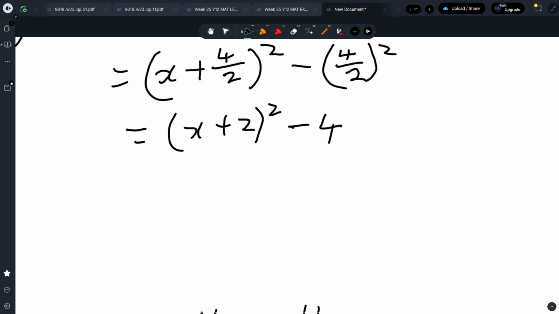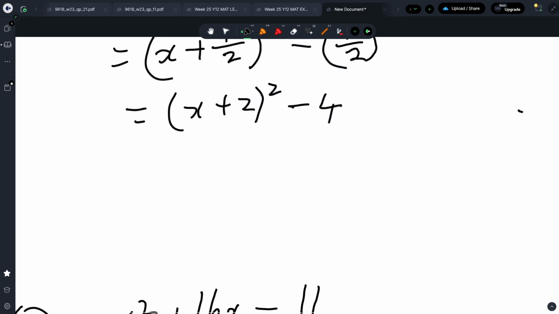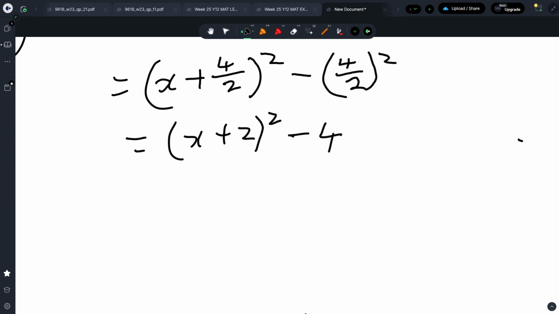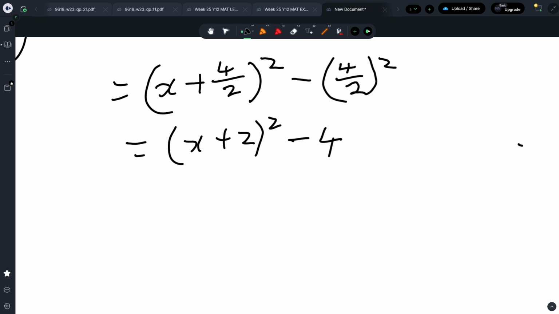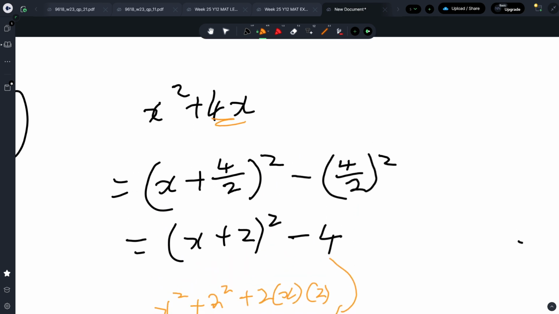And you can check this out if you want to. Let me just prove this for you. So the expansion of a quadratic is equal to x squared plus 2 squared plus 2 times ab, which is 2x times 2, which is just going to be x squared plus 4 plus 4x. And we have this minus 4 which comes here. And as you can see, that goes to x squared plus 4x, which is what we had up here.